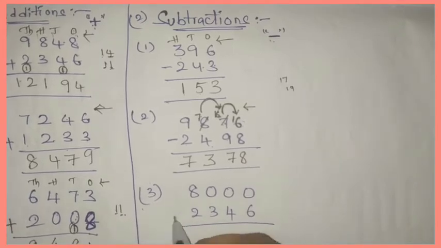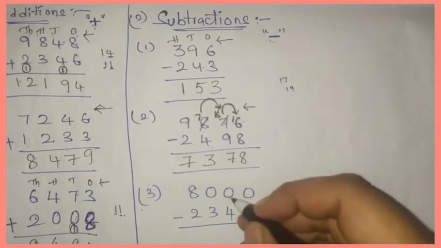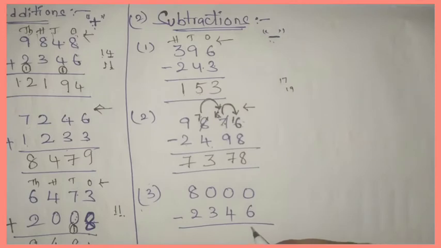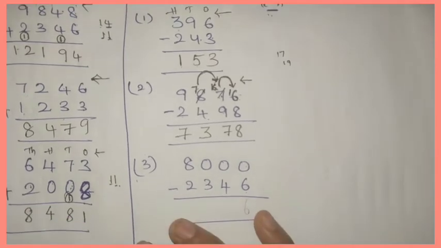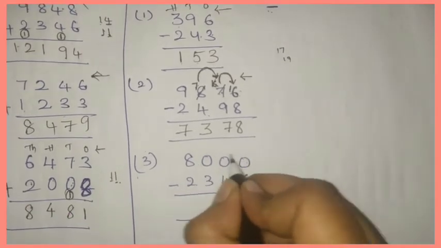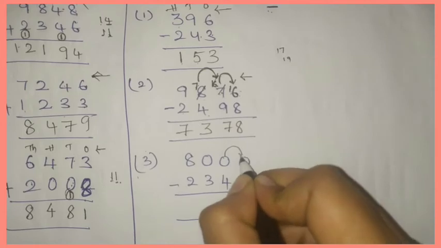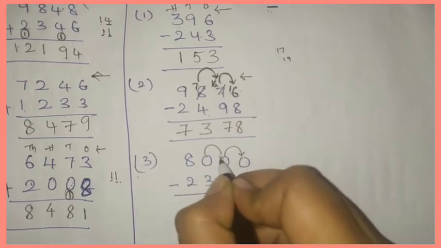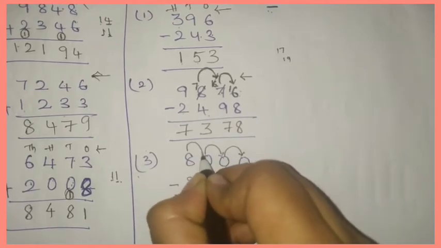2346. Here zeros are there. From 0 we cannot subtract any number. Some children will write directly 0 minus 6, 6 only. It's wrong. You have to take borrow from here. Here 0 only is there, so we'll take borrow from here. Here also 0 is there, so we'll take borrow from here.